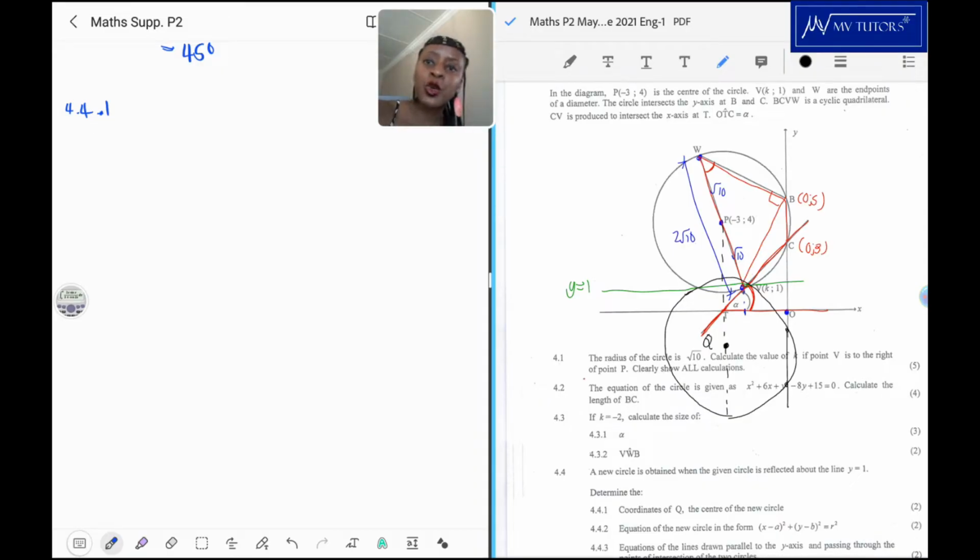So I'm looking at the y values now. The x value will remain the same. The x value will be -3. But we need to get the y value, because that is what has changed. Remember, we reflected about y is equal to 1. We didn't reflect about x, so x will remain the same, but the y value will change. So previously we had 4, and this line here is y is equal to 1. So for me to get from 4 to 1, I would have shifted 3 units down. So 1, 2, 3, and then I'm at negative 1.